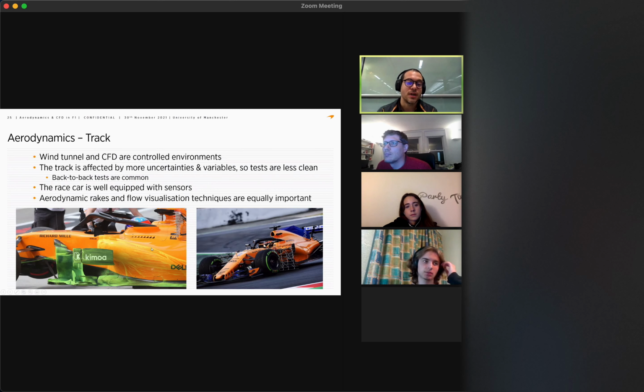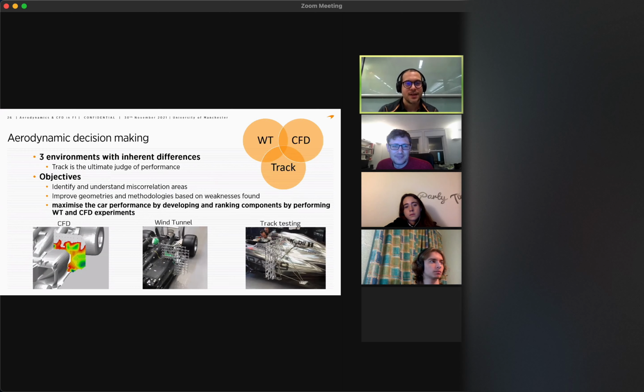You also have flow-viz opportunities, which is also very important, and you can locally judge your components. The only disadvantage of flow-viz is that usually other teams can see your flow-viz too. So yeah, you have to hide it sometimes.